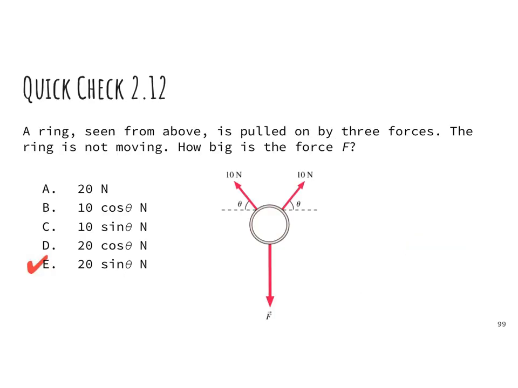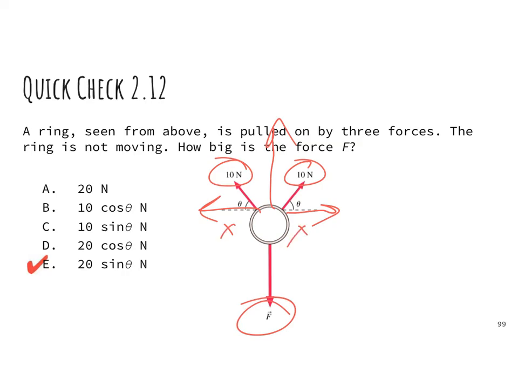And one last quick check. We have a ring as seen from above being pulled by three forces. It's not moving. What's the force of this big F right here? That big F needs to cancel out each of these forces. These forces are applied both in the X direction and in the Y direction. So I know that it has to cancel out definitely the Y direction, but these two X directions cancel each other out. So all I care about is the Y component in each, which is going to be 10 sine theta. If I cancel out both of them, I need to get a total force of 20 sine theta.